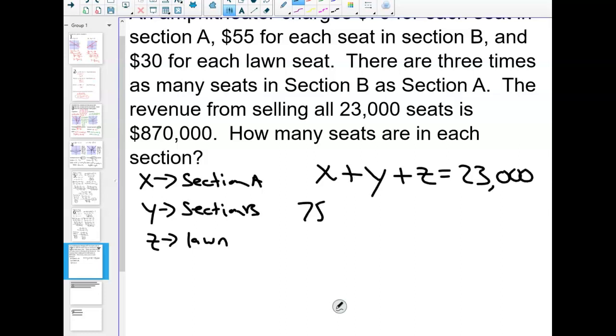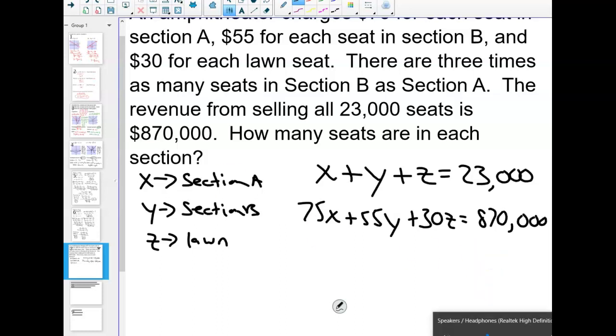It's $75 for each x seat, $55 for each y seat, and $30 for each z seat, and that gives me a total of $870,000. You notice I didn't put my dollar signs in because all that does is kind of clog up the problem, so I don't want to put dollar signs in. Okay.